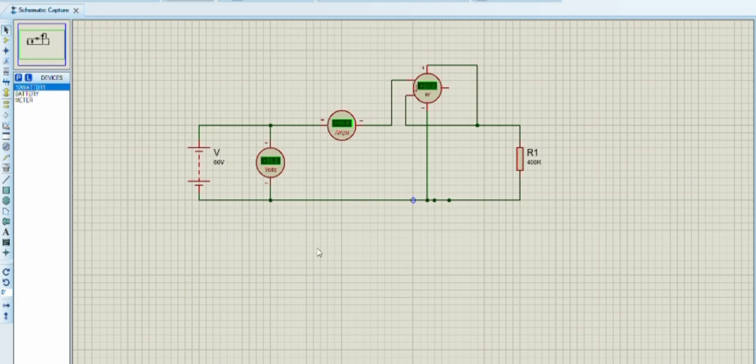Okay, and the last one, we will continue with 500 ohm, R equal to 500. Then we will run the program. We can see the answer for R equal to 500 ohm. We can see it will run smoothly. We are using the Proteus software to run this circuit.